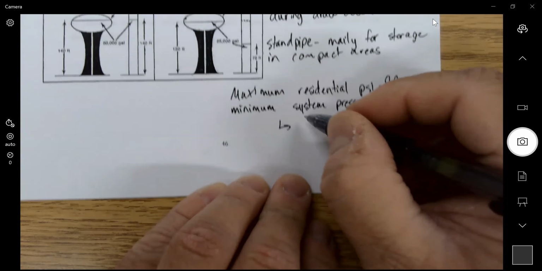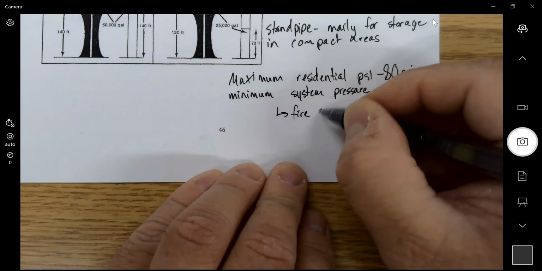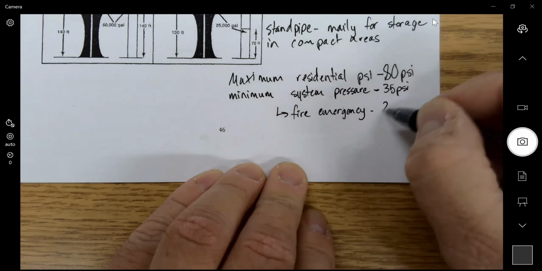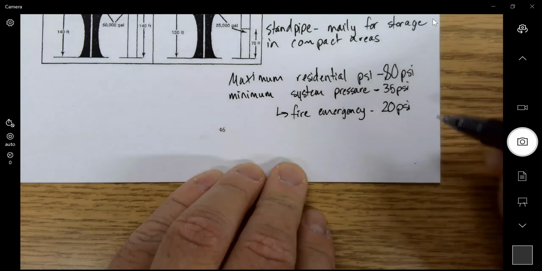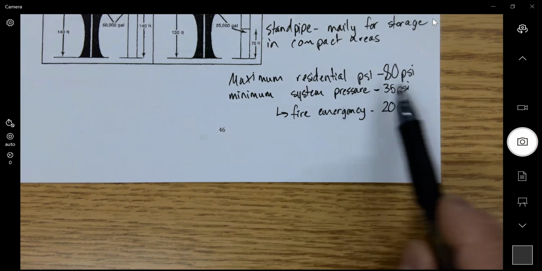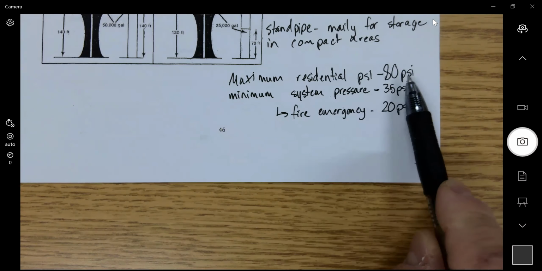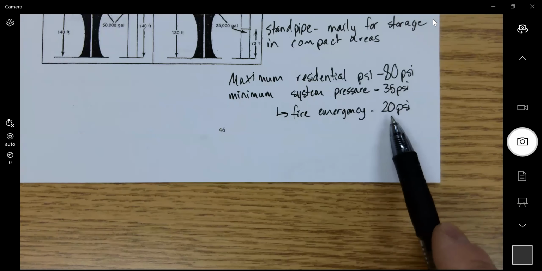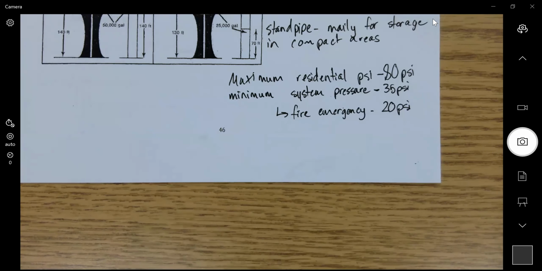And then fire emergency. So fire pumps hook up and start drawing water out, and it's not allowed to drop below 20 psi. Okay, so just a little heads up: maximum residential psi is 80. System pressure is 35 as a minimum. And if you're under fire emergency, there's a fire broke out, it's 20 psi. Okay, those are the minimums.